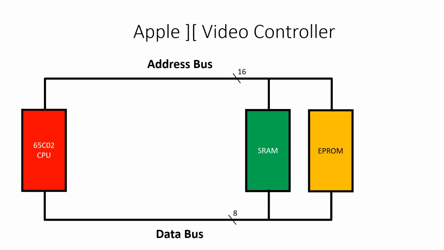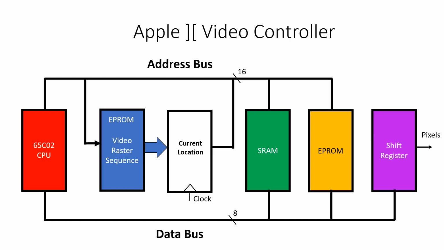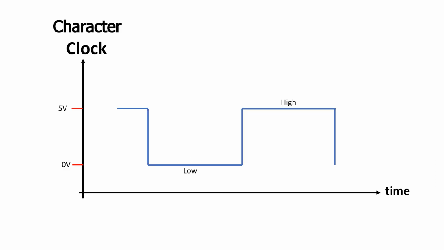We need to figure out how to add this EPROM raster generator into our existing Apple II design. So far, we have an address bus and a data bus, which connects the CPU to the SRAM and the EPROM. It's actually quite straightforward. We just feed the address bus into the EPROM, the output of the EPROM goes into a set of flip-flops, and the output of those flip-flops goes back onto the address bus. We also need a shift register like we've seen in the previous video to convert 1 byte of data into a bit stream. Now we have 2 devices though that could drive the address bus.